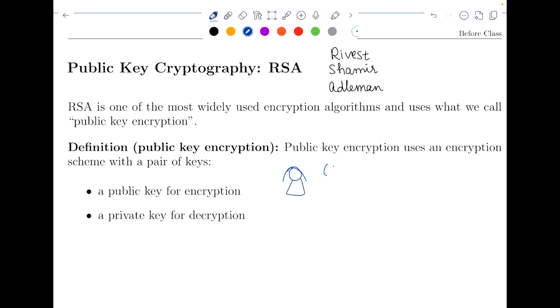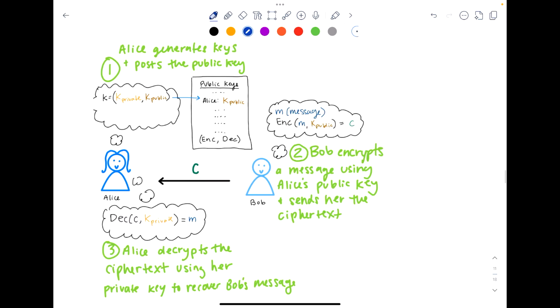And so Alice here is going to create a public key, and then she's going to create a private key. Now, her private key, she keeps to herself, but her public key gets published so that anyone can use it. So taking a look at the diagram, Alice is going to generate the keys, and then she's just going to post her public key somewhere online. There's some repository that people can use.